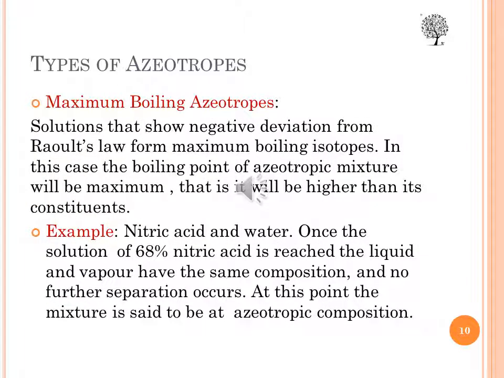What do you mean by maximum boiling azeotropes? Maximum boiling azeotropes are those that show negative deviation from Raoult's law. The idea is the same, and you can take an example of nitric acid and water. So 68% nitric acid solution is reached. Once that solution is reached, the vapor will have the same composition as the liquid phase, so you cannot separate it further. But in this case, the boiling point will be maximum. It will be higher than its constituents. So these types of azeotropes are called maximum boiling azeotropes.